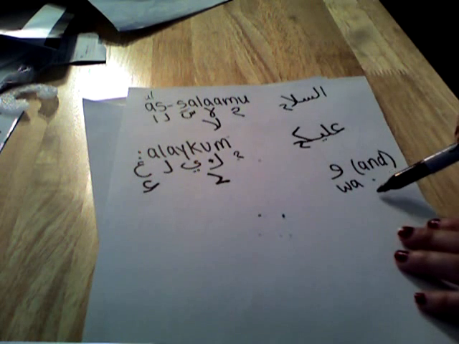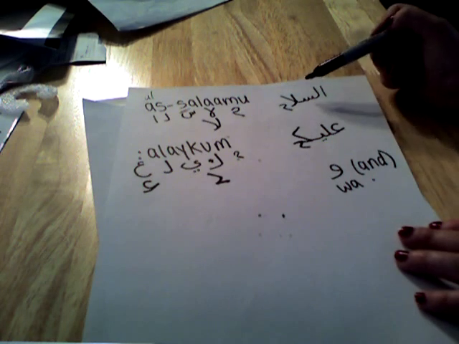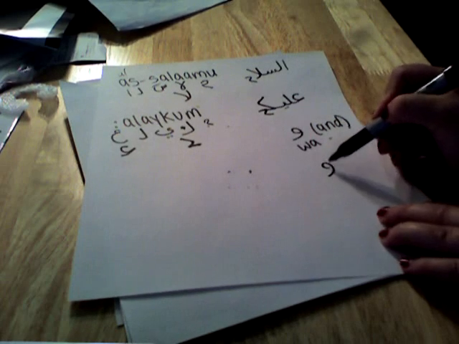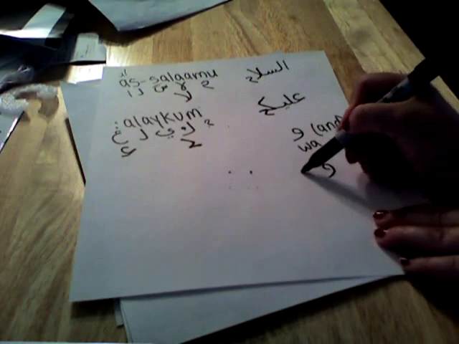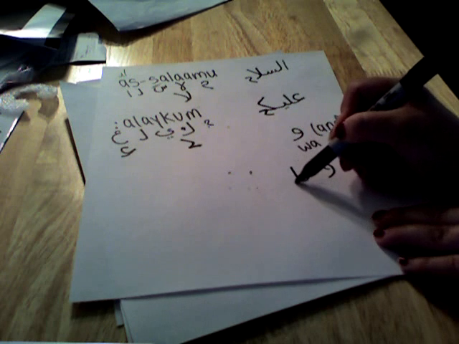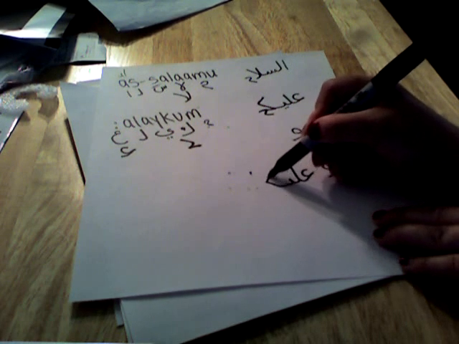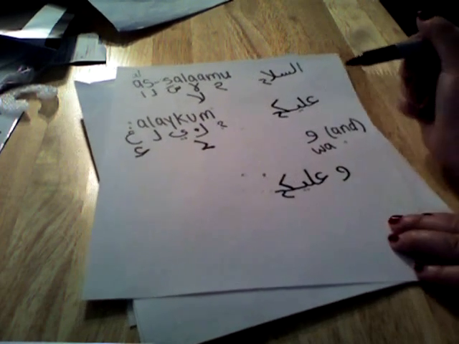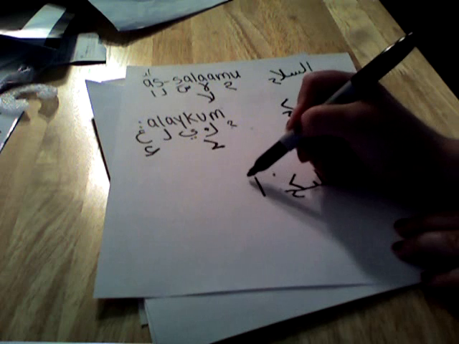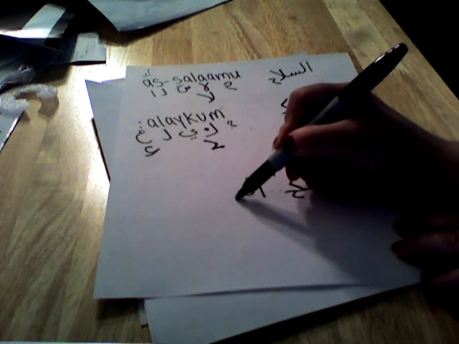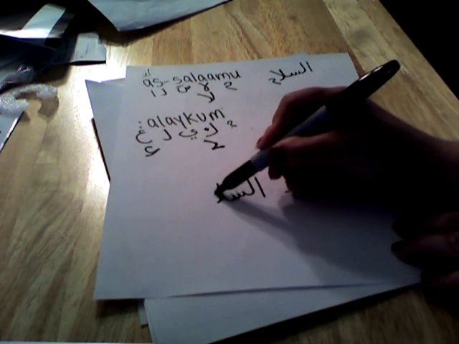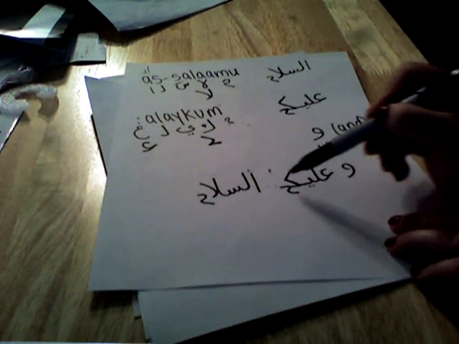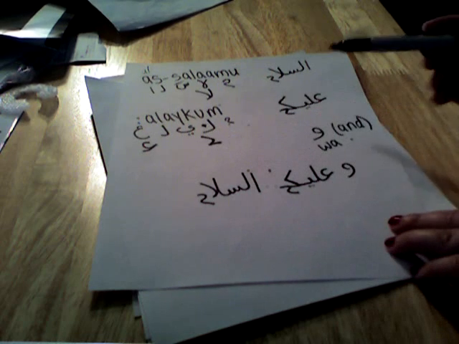So wa alaikum assalam. So we could write that out down here. Wa. And now we're going to do our alaikum. Here's our Y, our K, and our M. Let's dot our Y. And then assalam. Al, sal, here's our lam aleph, and finally the M. Wa alaikum assalam. And that's how you do a basic reading.